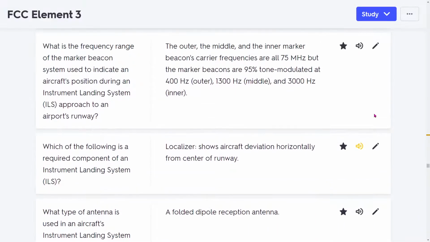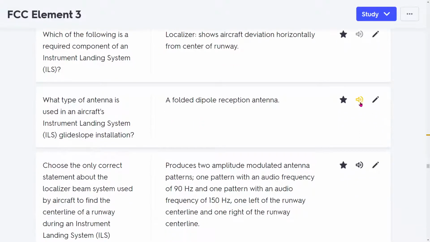Which of the following is a required component of an instrument landing system? Localizer shows aircraft deviation horizontally from center of runway. What type of antenna is used in an aircraft's instrument landing system glide slope installation? A folded dipole reception antenna.